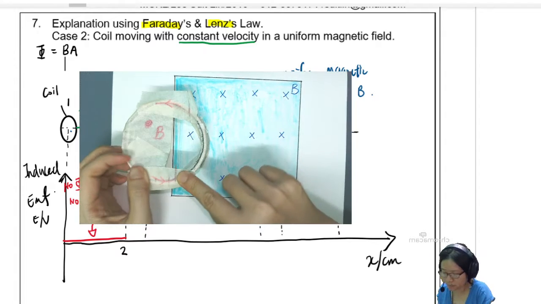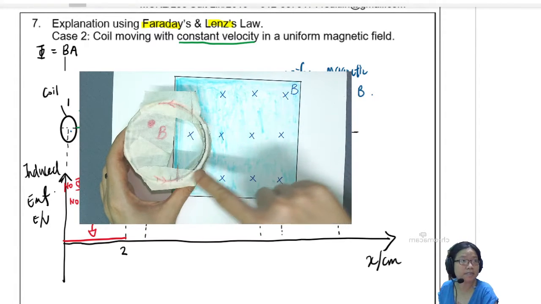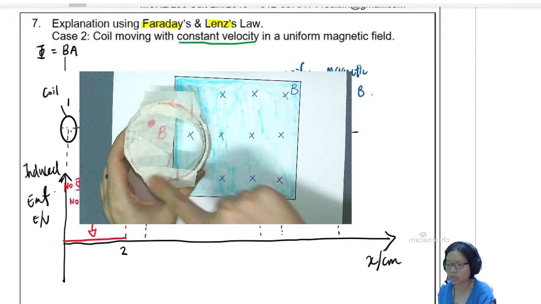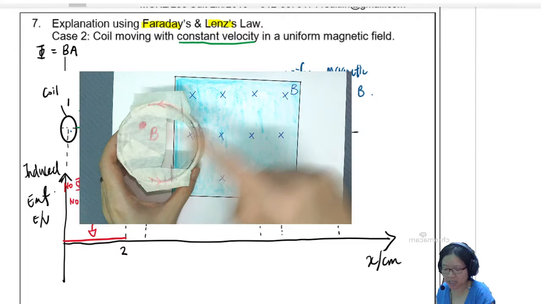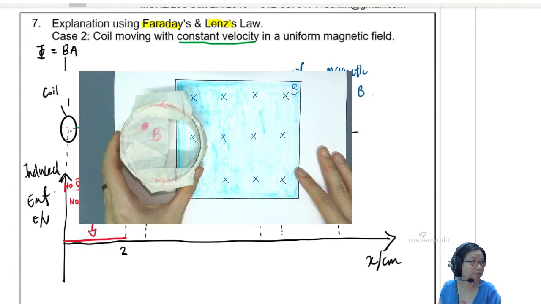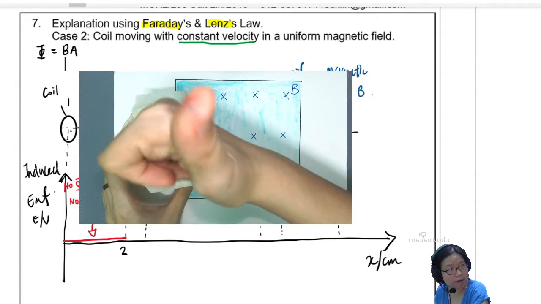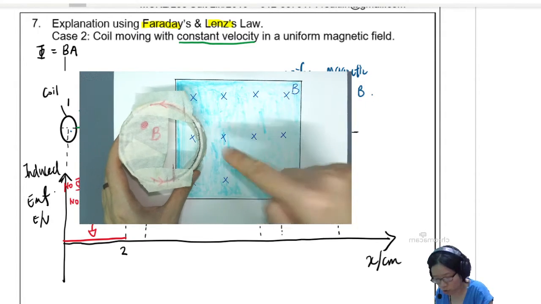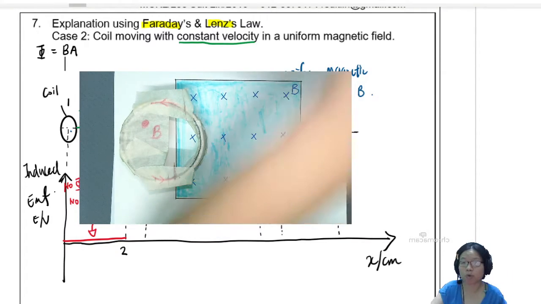Okay, so current will flow like this, counterclockwise. This is to oppose the increase in the blue color magnetic field. So you can think about it this way: current will flow like this to create this outward field to oppose the inward field's increase. So now we're going to draw it inside our graph.